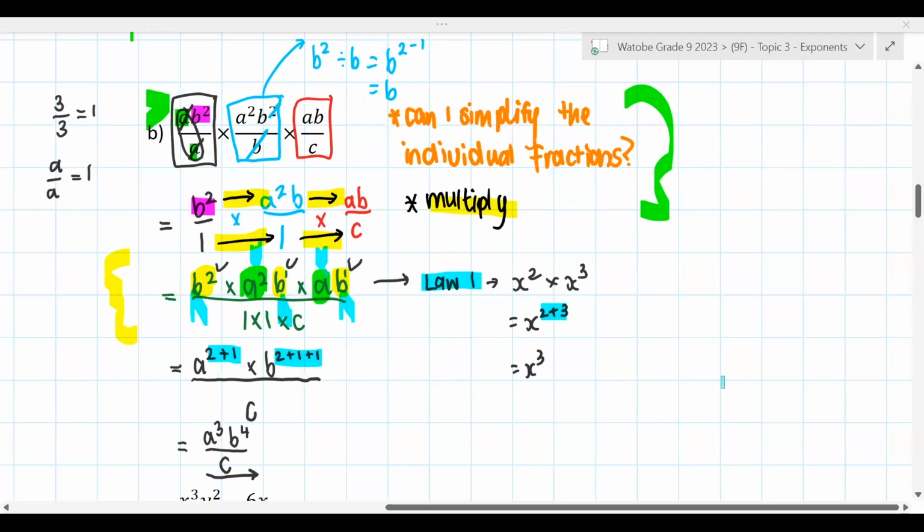Ma'am, my question is, for where you wrote law 1, you said x to the power of 2 plus 3, and then you said x is equal to 3. Isn't it equal to 5? Am I wrong? No, you are right. Sorry, thank you. Thank you, ma'am. Thank you so much.